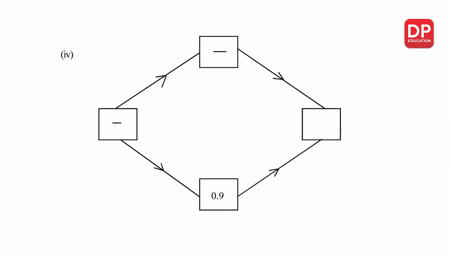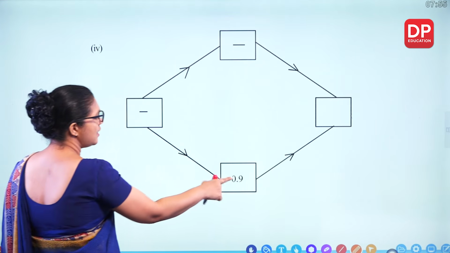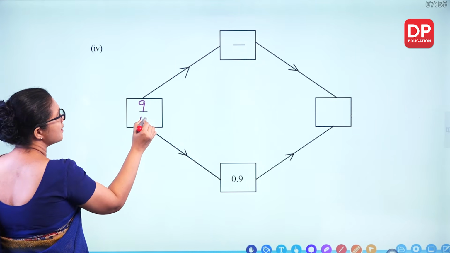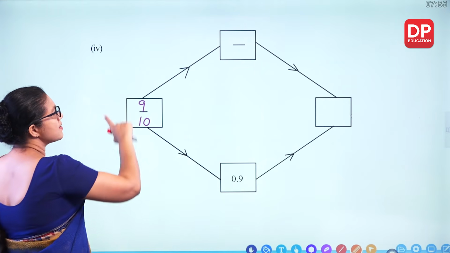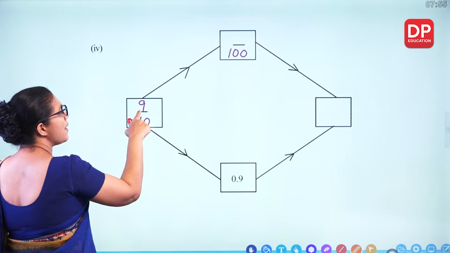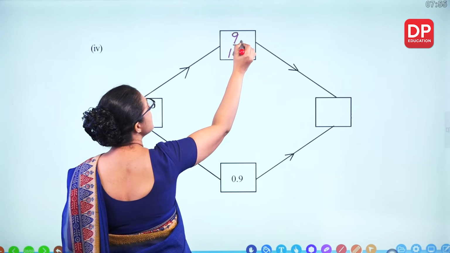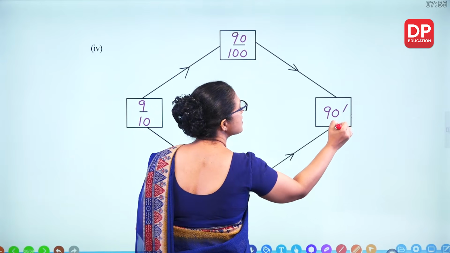0.9 is given, the decimal is given. So you can write it as a fraction, 9 over 10. Then if the denominator is to be 100, that means multiply by 10. You get 90 here. So what's the percentage? 90%.